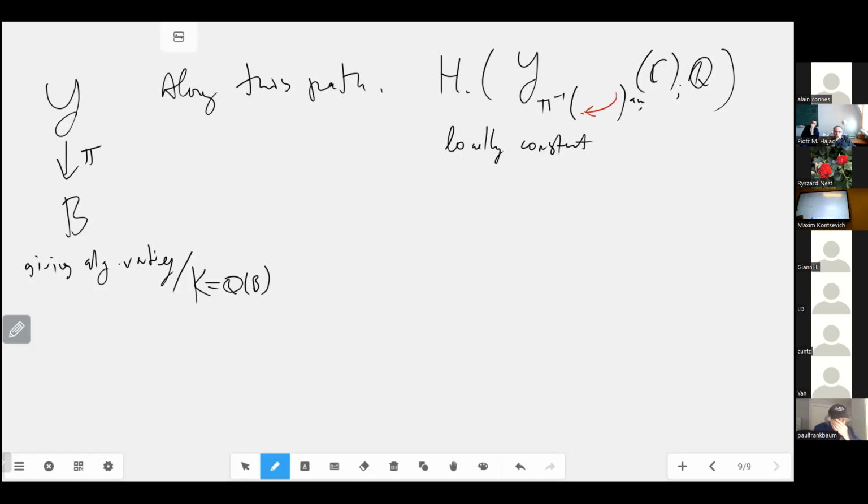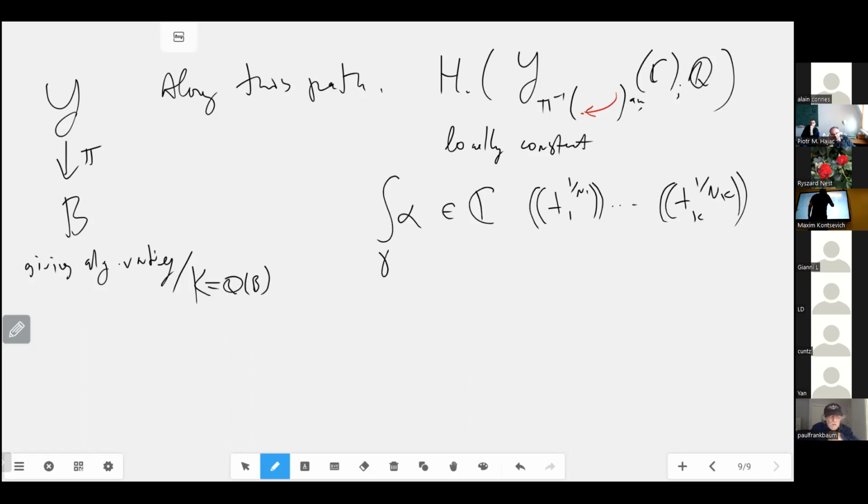So we can consider an actual cycle here, depending on the variety and on parameters. We can integrate a form depending on parameters, and then the integral of my form will be something in a small parameter, or maybe many parameters, and it will belong to something really tricky. It will belong to iterated Laurent series in maybe some roots of my variables, and also add polynomials in logarithms. I think it will be polynomials, just let me write it properly.